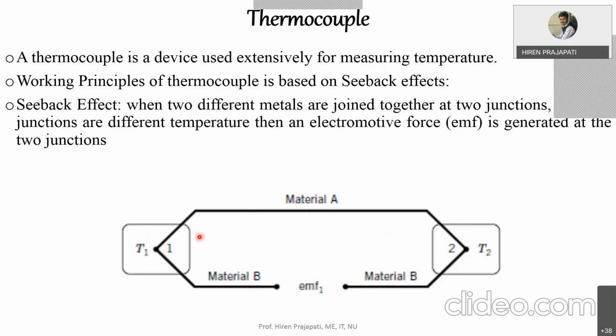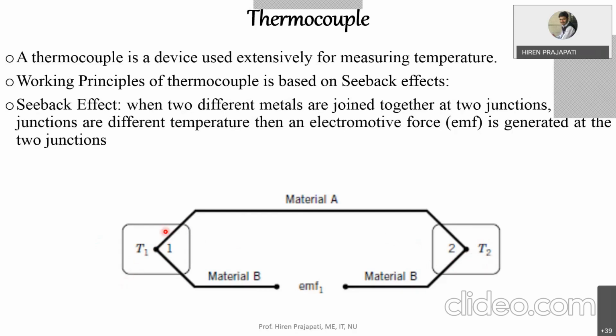Junction 1 is at the reference temperature, T1, and junction 2 is in contact with the medium whose temperature we want to measure. So T2 is our measuring temperature, and T2 is obtained with respect to T1. So a thermocouple actually measures relative temperature, right? This T2 is in reference to some T1 temperature.